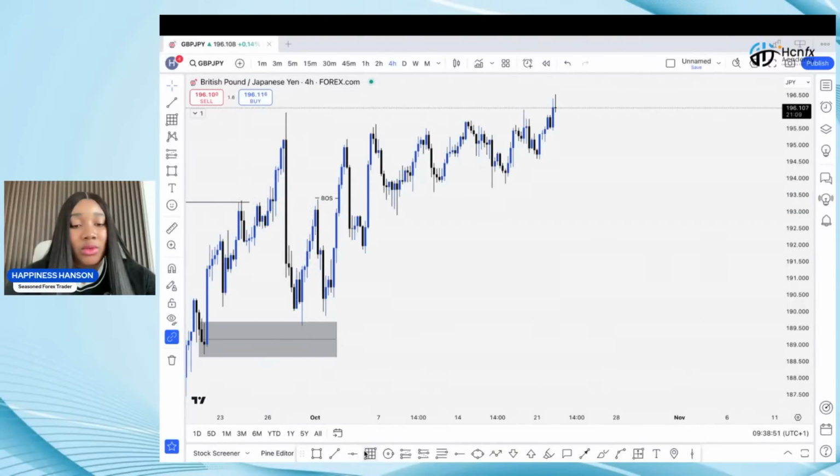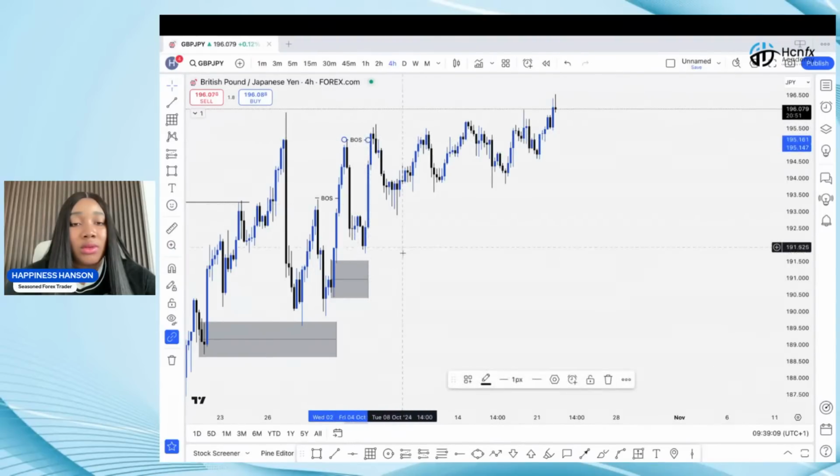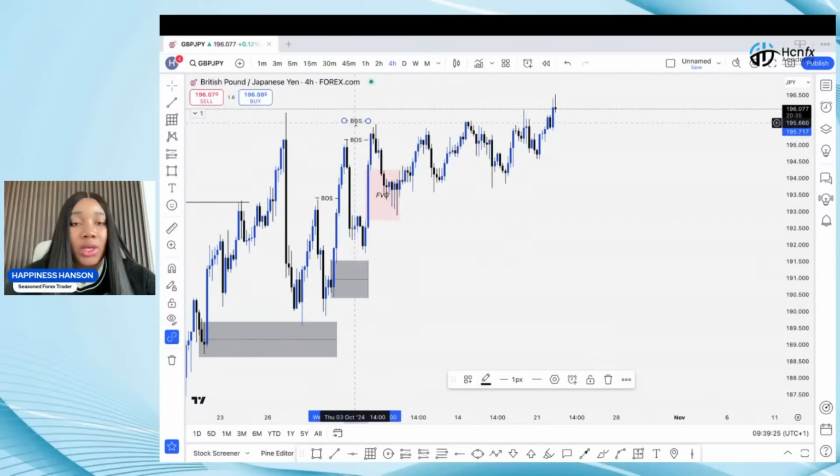We have internal break of structure here. Origin price didn't get that close. Another break of structure here. And price reacted off imbalance. Now we have another break here.